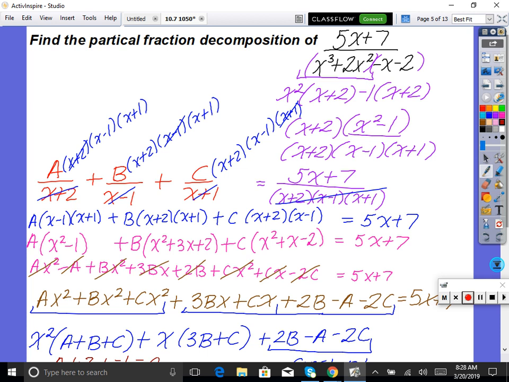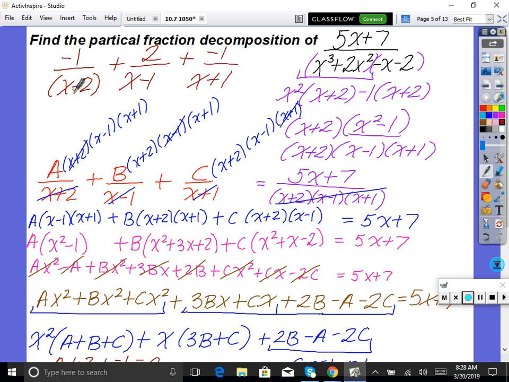Now, once again, guys, if you think about it, my answer right now is -1 over x plus 2, and then we have plus B was 2, right? 2 over x minus 1, plus, and then C was -1 over x plus 1.